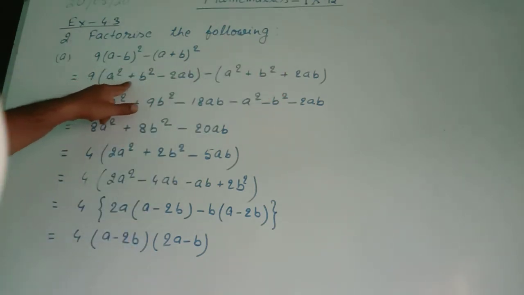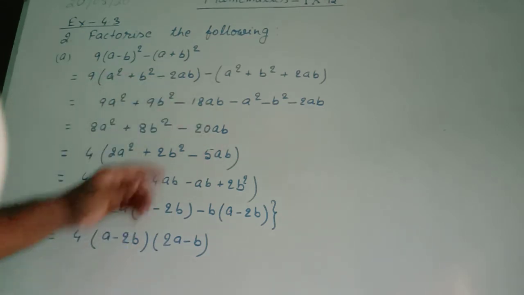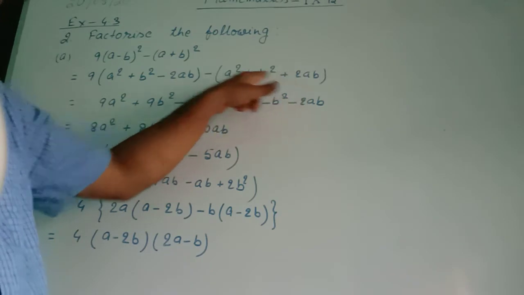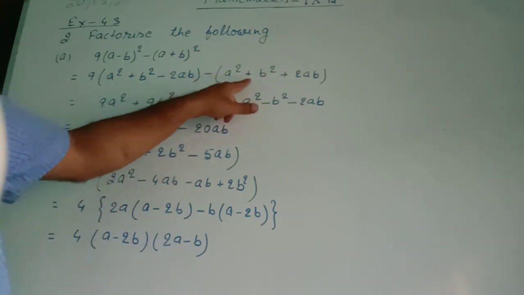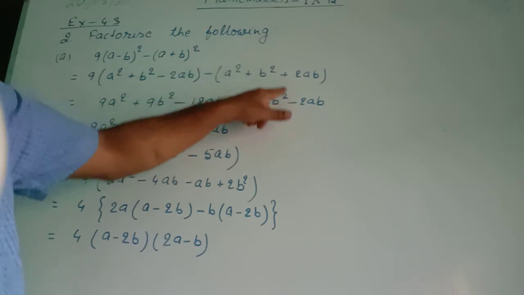Then I multiplied all these three terms by 9, and I got 9a square plus 9b square minus 9 2 is 18ab. And I multiplied these three terms by minus, so plus minus a square, minus plus minus b square, minus plus minus 2ab.